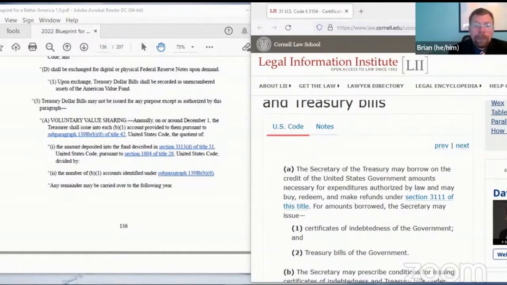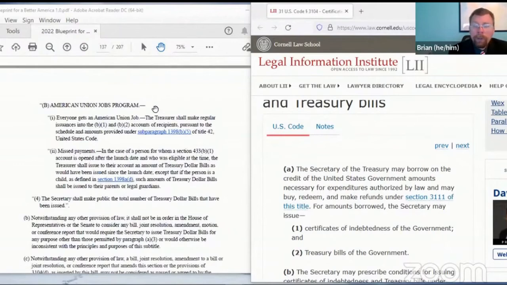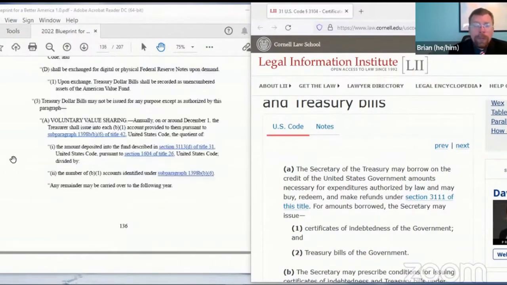There's very clear limits. The two programs that they can do are the American Union Jobs Program. This is the universal basic income. We're going to talk more about Thursday. $15,600 a year for adults plus $5,200 a year for kids. And the other way that they can issue Treasury dollar bills to American citizens is through the voluntary value sharing. We'll talk about that next week with the value-added tax, but it's where companies can pay down the national debt, and that amount be reissued as Treasury dollar bills and issued once a year as sort of a year-end bonus in December, where every American gets a share.